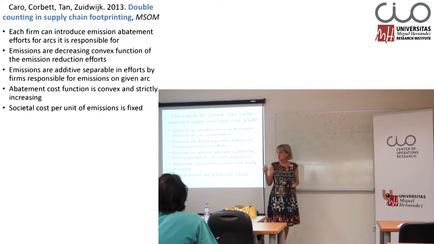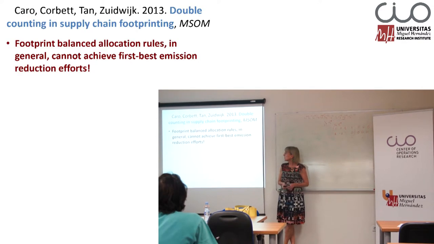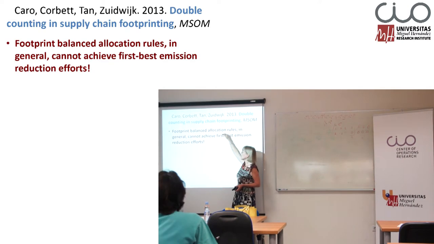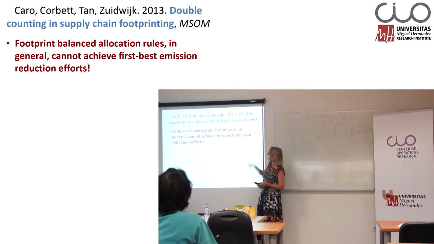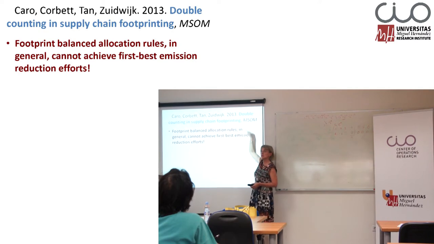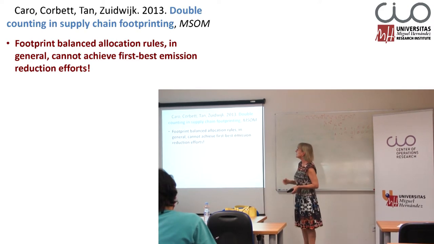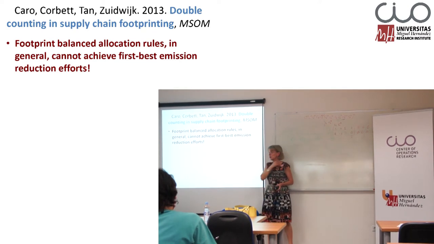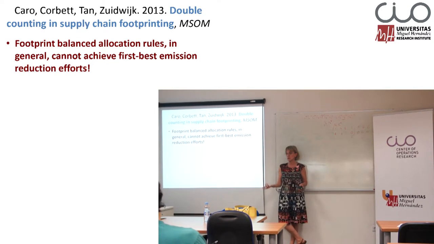They did not look at specific allocation rules. They looked at the family of linear allocation rules. What they found was that if you are looking at footprint balance allocations, which means those that are efficient and do not double count, you will not be able to get first best efforts in reducing emissions. So what their title actually says is if you want to get first best incentives, you have to do some double counting, which means you should over allocate emissions in the supply chain. Now that may not really be desirable because there can be issues: if we are over allocating, who will get responsibility if there are efforts in reducing those emissions, and so on.